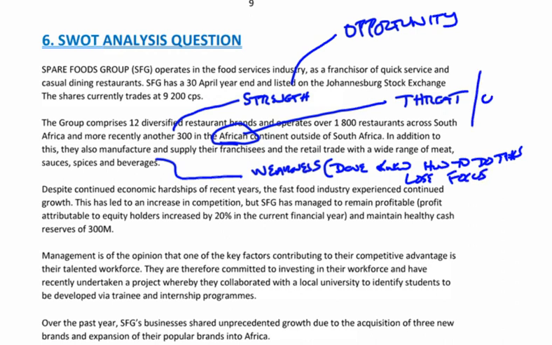Sorry, just one extra thing. There's an opportunity there as well to expand into Africa. So you put something into an opportunity column and also into a threat column for expansion into Africa.